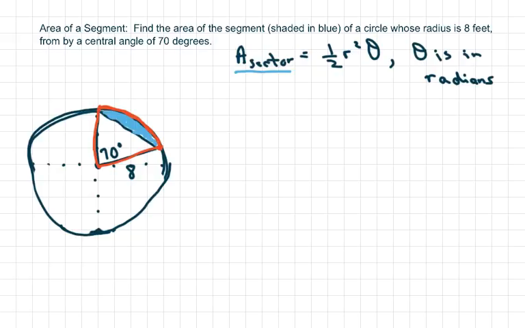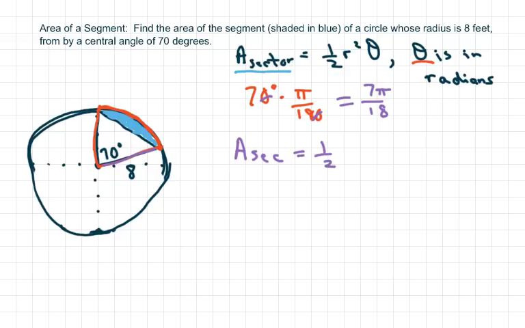All right, so basically we want our angle to be in radians. The first thing I'm going to do is convert 70 degrees into radians. I cross out my zeros here, so my angle in radians is 7 pi over 18. So the first thing I'm going to do is find the area of the sector, and my r here is 8, so it's 1/2 times 8 squared times 7 pi over 18.